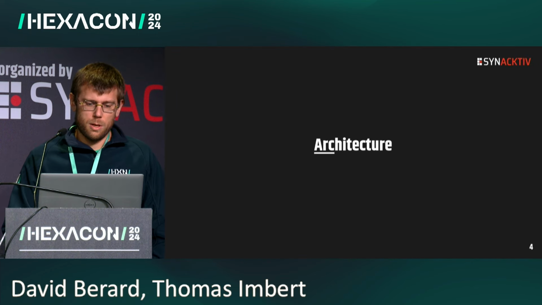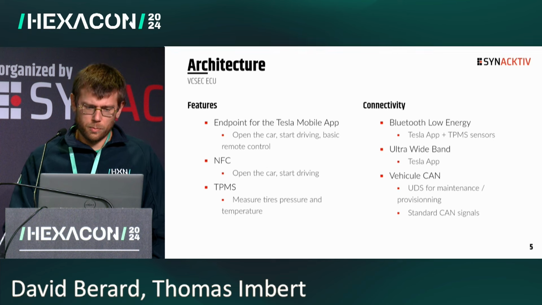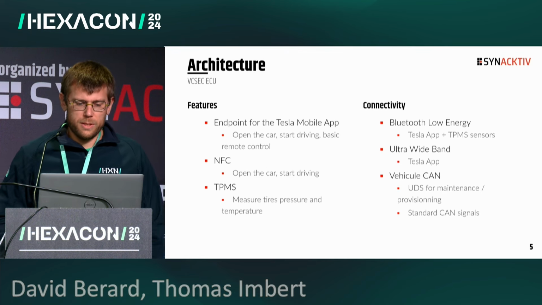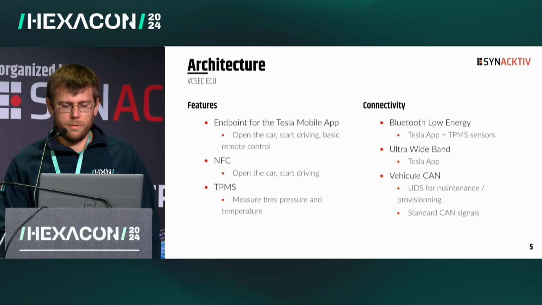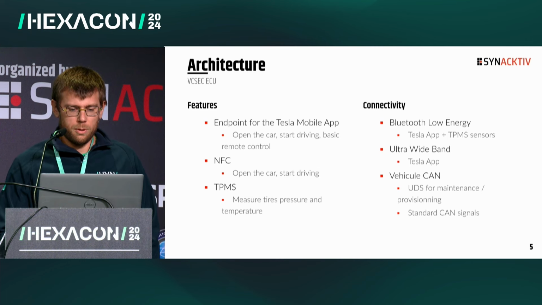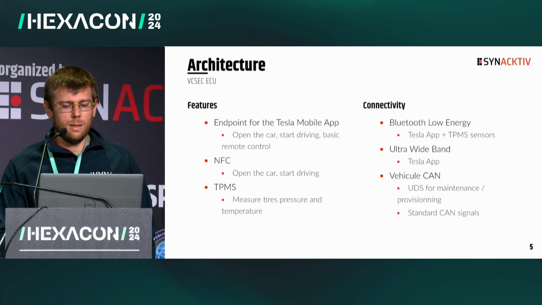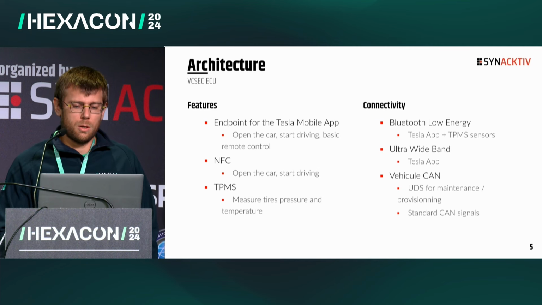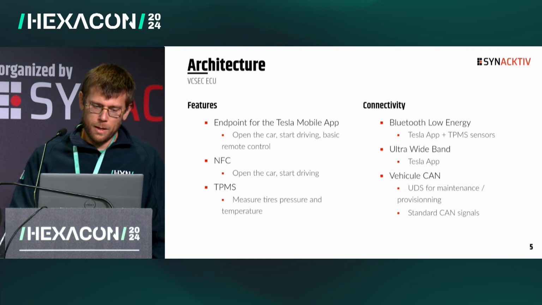Let's speak about VCSEC architecture. The main feature of VCSEC is to do the physical access control. The Tesla application on smartphone can be used as a smart key. It communicates with VCSEC through Bluetooth Low Energy or ultra-wideband. An NFC card can also be used to open the car and start it. It's also VCSEC that manages that.